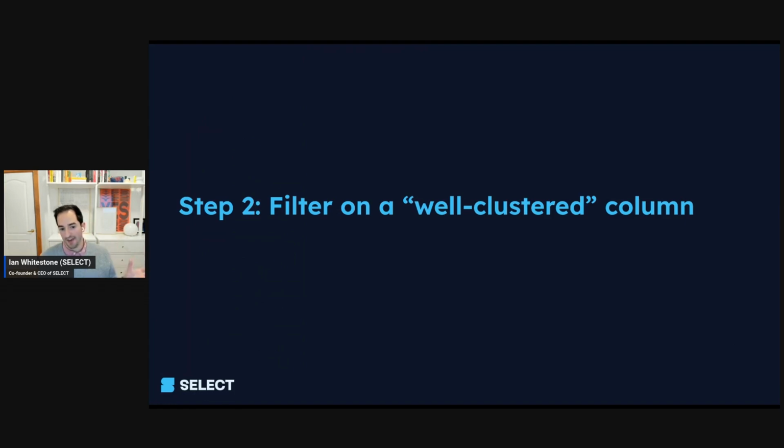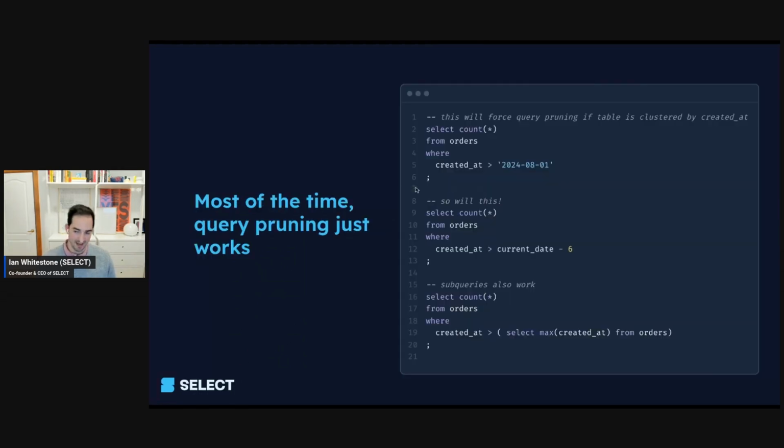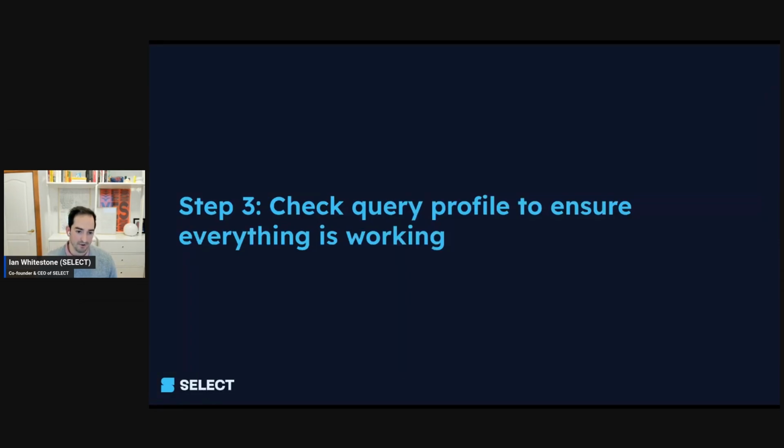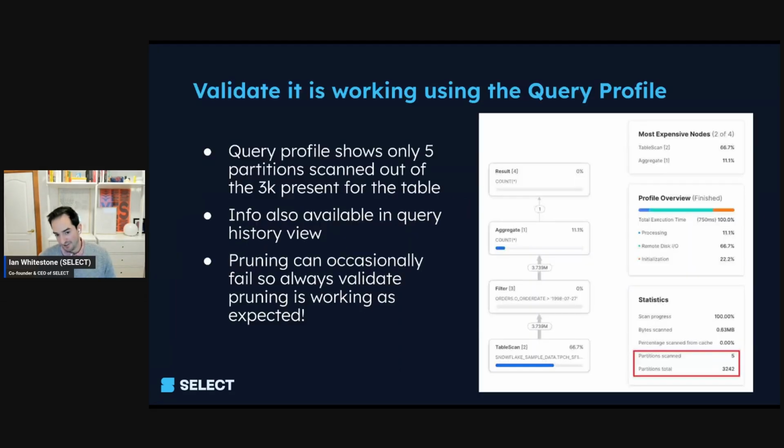Once you figure that out, you then need to actually filter on that well-clustered column in one of your queries. This is just showing an example before of the different ways you can do that. You can also do it in the dynamic query pruning example I showed, where if you have a join happening, you can try adding in a join condition on this column that's well clustered, which can force query pruning. Once you've done that, again, because there are these edge cases, we always recommend you check the query profile to make sure it's working as expected.